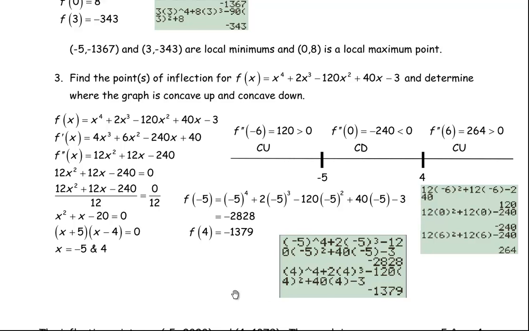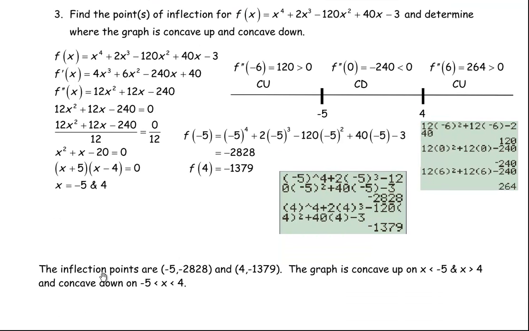I get negative 1379. And so just to state our answers here, this would be the point negative 5, comma, negative 2828, and 4, comma, negative 1379. So those are the two inflection points. And the graph is concave up below negative 5, so on x is less than negative 5, and greater than 4. And then it's concave down between negative 5 and 4. And so that's the answer for that question.